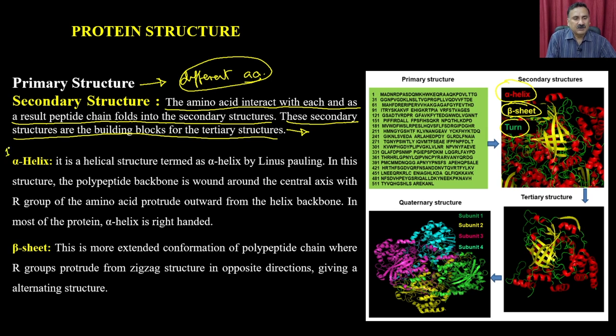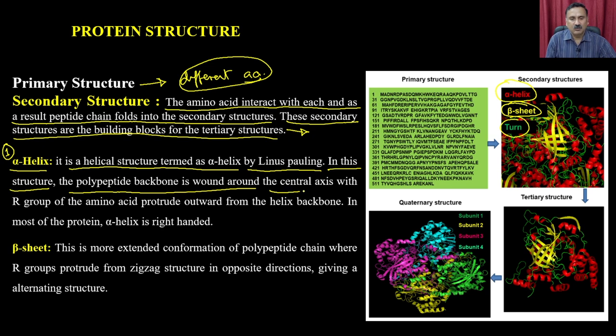So first is the alpha helix. It is a helical structure termed the alpha helix by the great scientist Linus Pauling. In this structure, the polypeptide backbone is wound around the central axis, with the R group of the amino acid protruding outward from the helix backbone. In most of the proteins, the alpha helix is right-handed. You can have a right-handed alpha helix or a left-handed alpha helix, but all the amino acids are L-amino acids. Mostly the alpha helix is right-handed in most of the proteins present in biological systems.